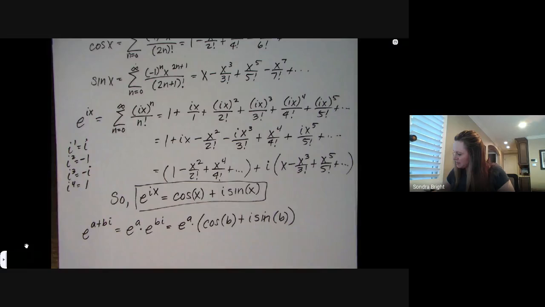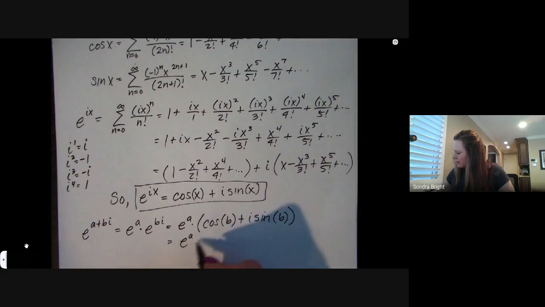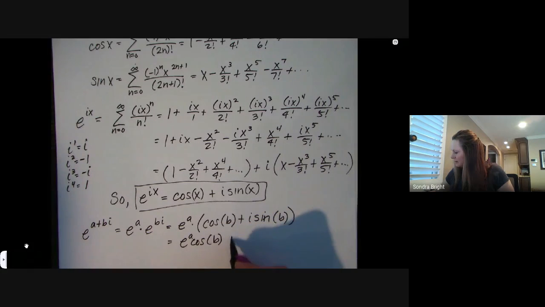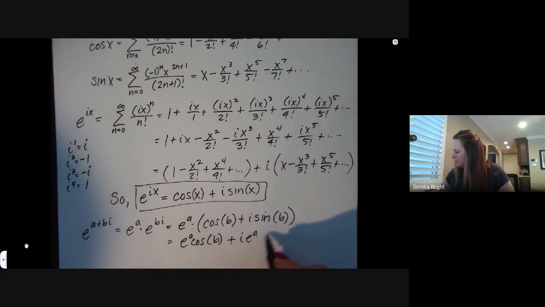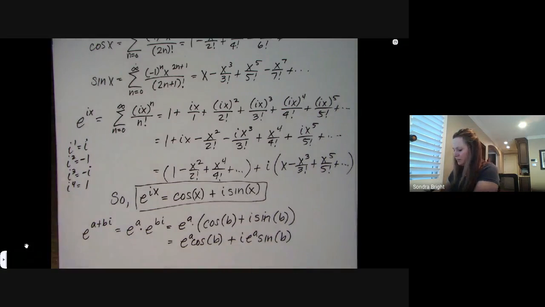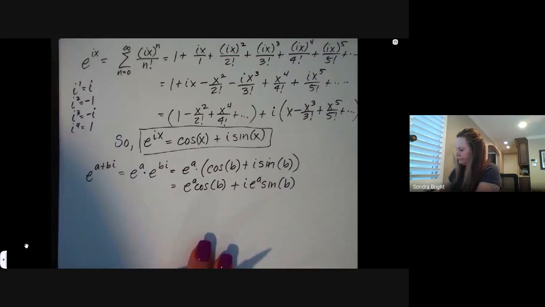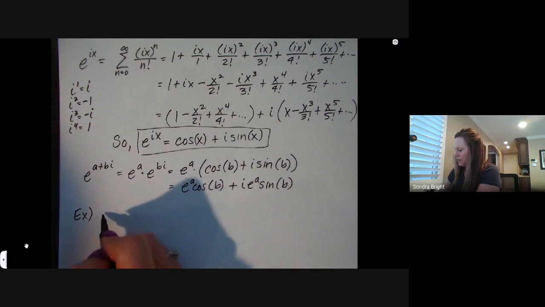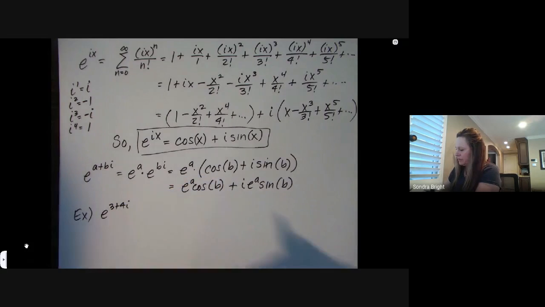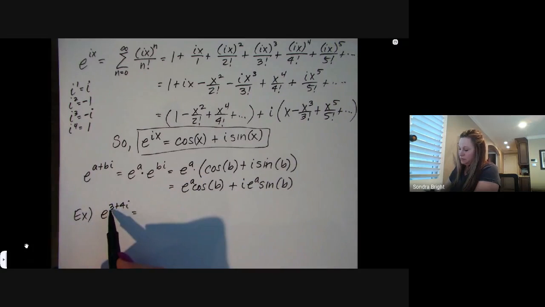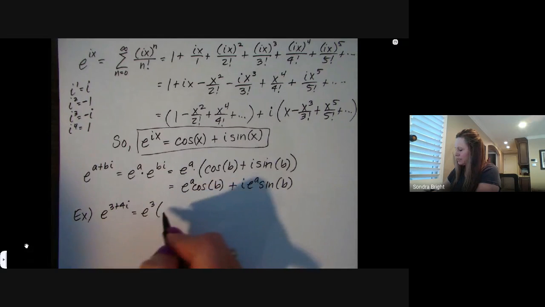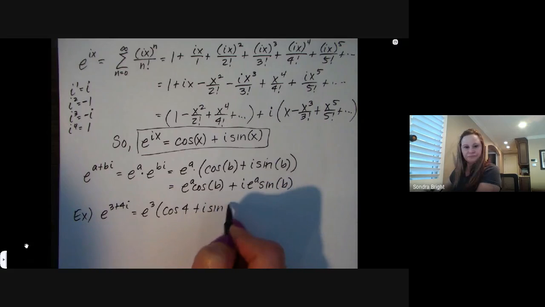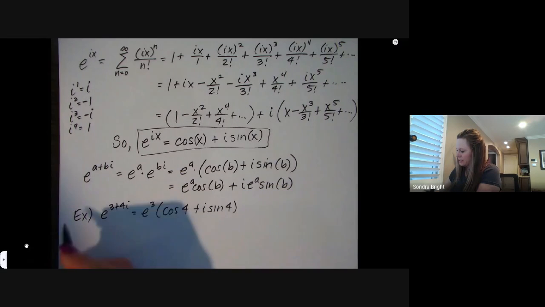Which then just means it's e to the a cosine of b plus i times e to the a sine of b. All right, so let's do a couple of real quick little examples. Like e to the 3 plus 4i. Your real part is 3, right? So it would be e cubed times cosine of 4 plus i times sine of 4, because here your a was 3, your b is 4.